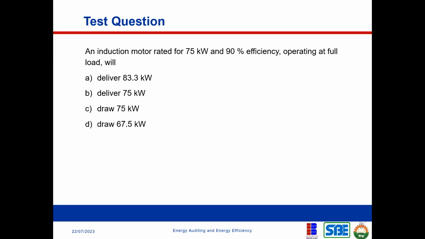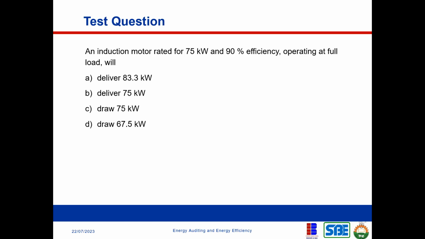So let me ask this question. This is a very tricky one, but it tests our understanding. That's the essence of it. An induction motor rated at 75 kilowatts and 90% efficiency. Now, this is what the motor is rated. If you look at the nameplate, it is rated 75 kilowatts at 90% efficiency, and it is operating at full load, meaning it is operating at 100% load.